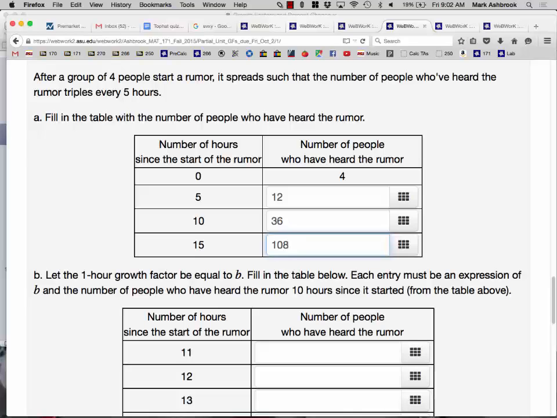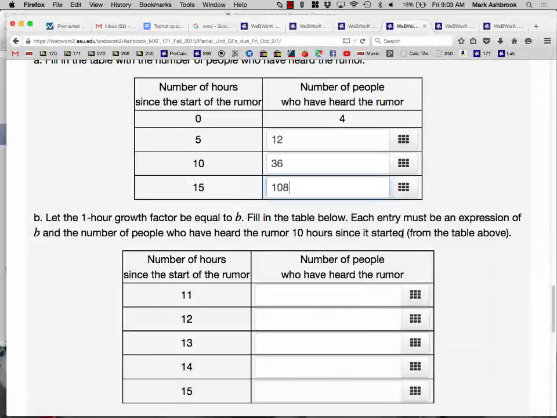5 unit, remember? That 5 unit is referring to the input. How much does the input advance when you multiply by this growth factor to get the new output? A 5 unit growth factor means the input advances 5, and we multiply by that growth factor to get the output 5 units later. Okay? Now it says the 1 unit growth factor is B, and we want to know how many people have heard the rumor after 11 hours. Here we have after 10 hours, 36 people know the rumor, and the 1 unit growth factor is B. So how many people know it after 11 hours?